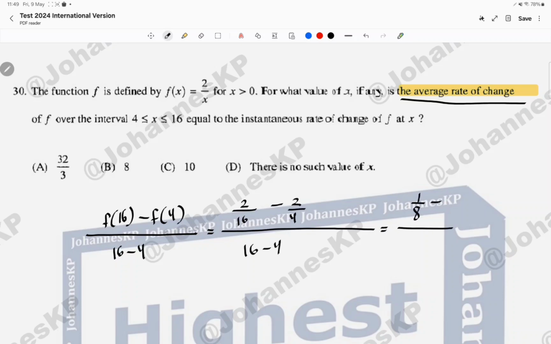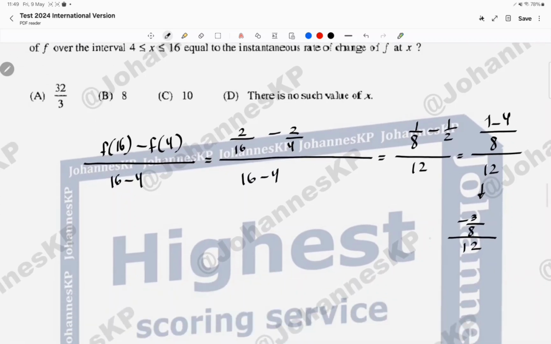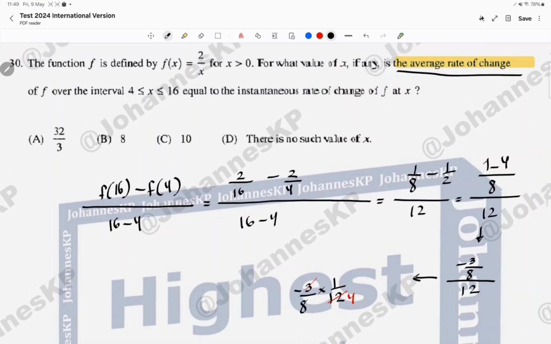So 1 over 8 minus half, over 12. 1 over 8 minus half, making the same denominator, so 8 here, 1 minus 4. So minus 3 over 8 over 12. That's like saying minus 3 over 8 times 1 over 12. Divide by 3. This will go away. This becomes a 4. So negative 1 over. Oh, wait. Is that not true? Did I make a mistake somewhere?